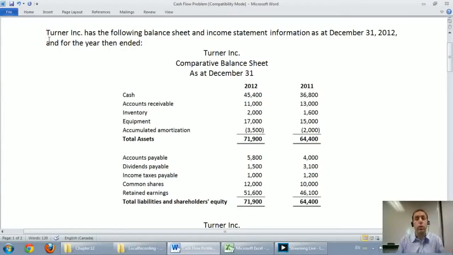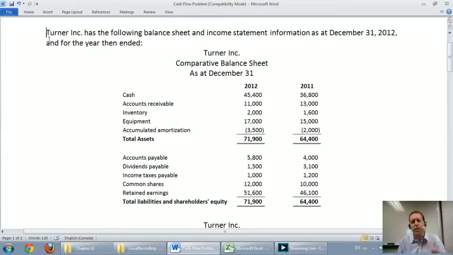In this video, we're going to walk through the first part of a cash flow statement. We're going to do the operating section, and we're going to do the direct method. If you're looking for the indirect method, that's in the next video, and the investing and financing sections will be in the subsequent video to that.